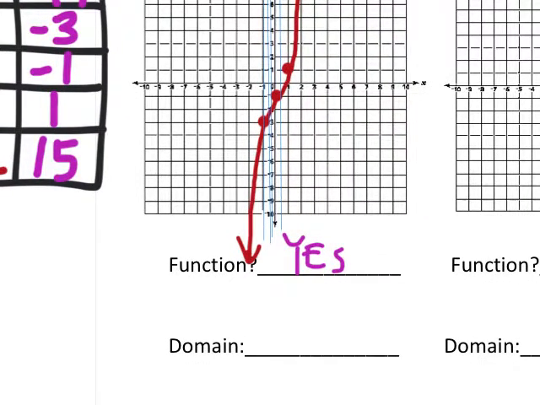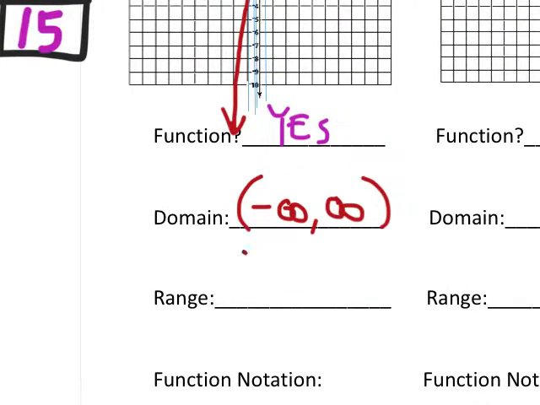The domain, once again, the domain are the x values, okay? So what x values are included here? Well, it would go infinitely to the left, so -infinity, and it would go infinitely to the right. The range, which is your y values, is the same because it will go infinitely down and it will go infinitely up.